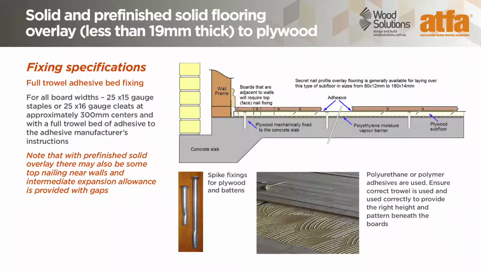Now let's look at installing thinner overlay floorboards. Board widths up to 180mm by 14mm can be secretly fixed to the plywood subfloor. The method of installing the plywood subfloor to the slab does not change. Floors are fixed with adhesive and mechanical fixings, although with thinner flooring, a full bed of adhesive is used. Note that with pre-finished solid overlay, there is generally no top nailing near walls, and intermediate expansion allowance is provided with gaps, not cork joints.